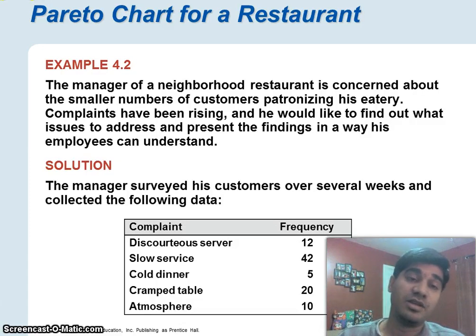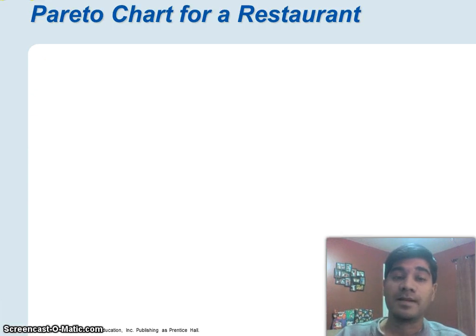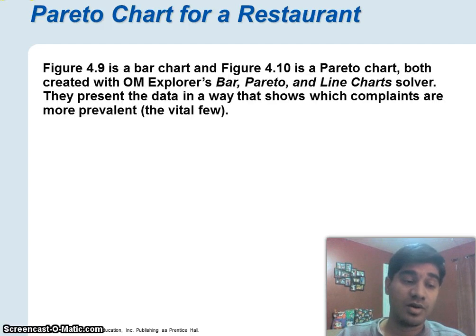Whenever a customer came in, he had a survey form saying if you fill this out, we'll give you a free entree or a free snack or a free starter item when you come in next time. So the customers took him up on his offer to give feedback, and this is what he found. Discourteous server was 12 times, slow service 42 times, cold dinner, and so on. And now this person wants to find out how this data can be lined up to show the data.